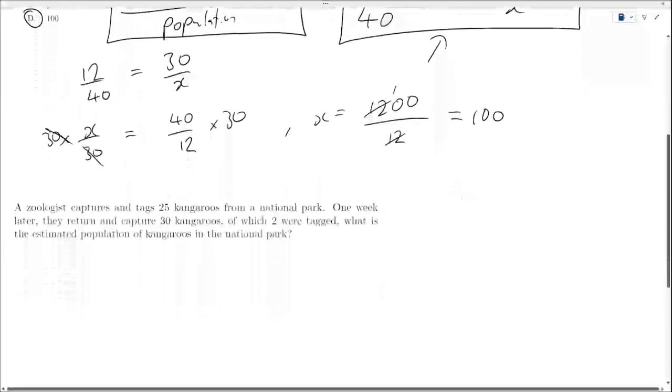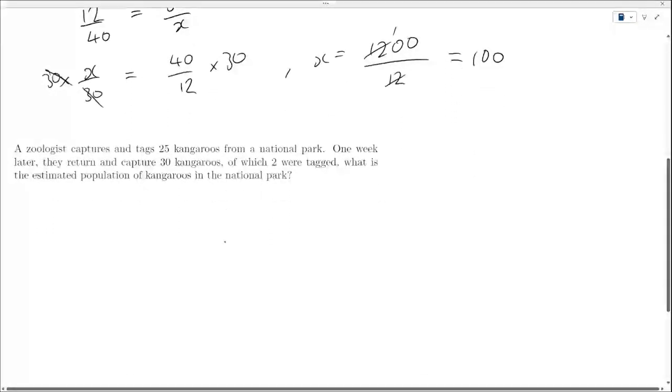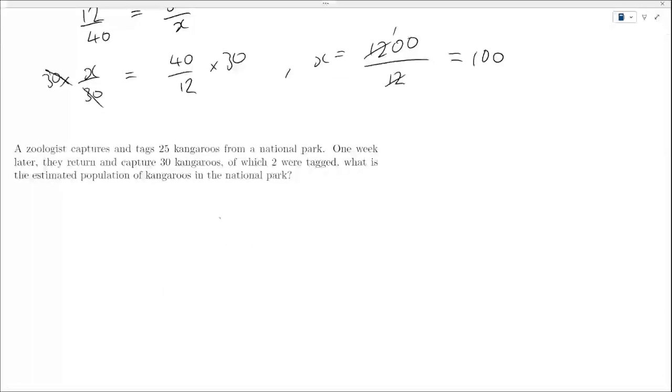This is a question that I've had to write up because unfortunately the HSC doesn't have too many of these problems. A zoologist captures and tags 25 kangaroos from a national park. 1 week later, they return and capture 30 kangaroos, of which 2 were tagged. What is the estimated population of kangaroos in the national park? Just like the previous question, we need to look at establishing a ratio. So once again, I'll quickly write it out.